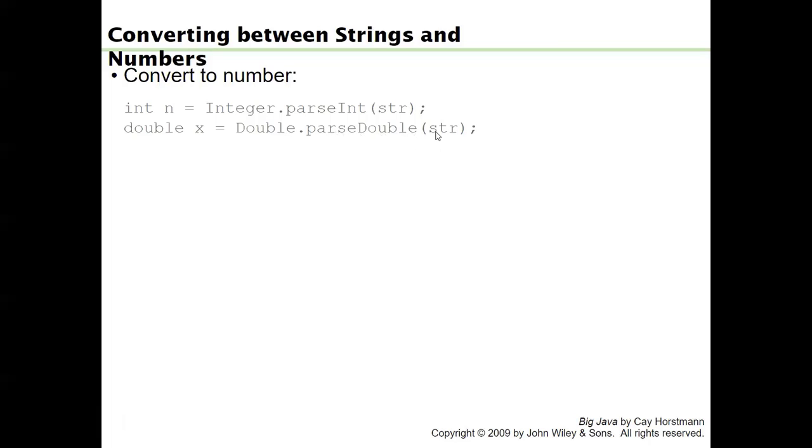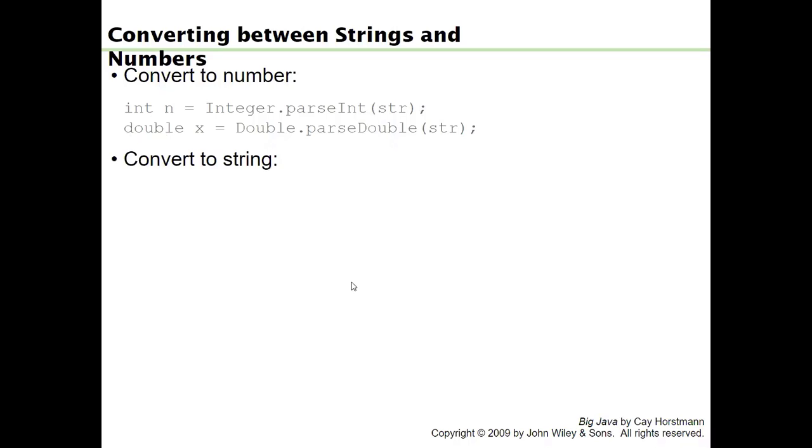There's also one for doubles. If you have a string that has a decimal point and symbols to the right of the decimal point, as long as they're numeric, it'll be able to take that, parse it into a double, and then return that value. And then you can store that into the x value. So that's how you convert strings into numbers.